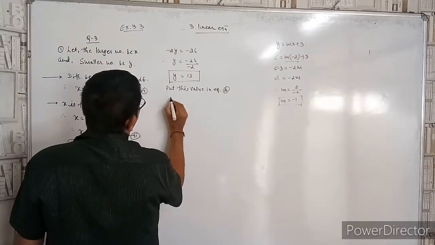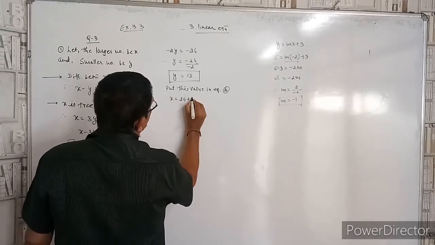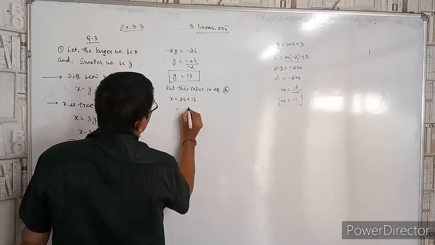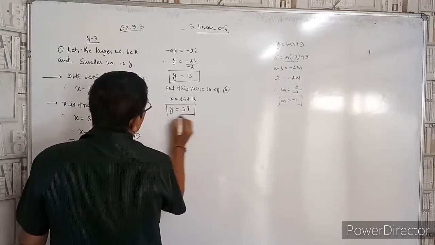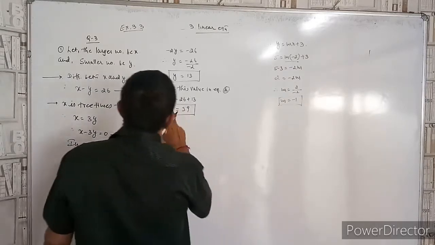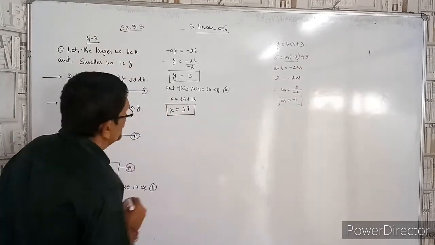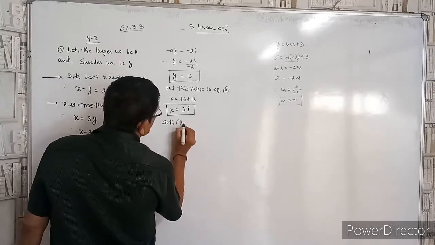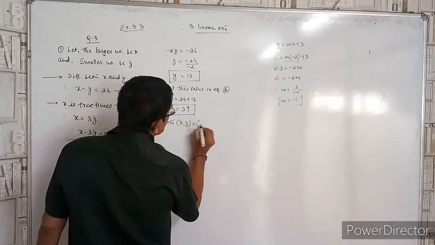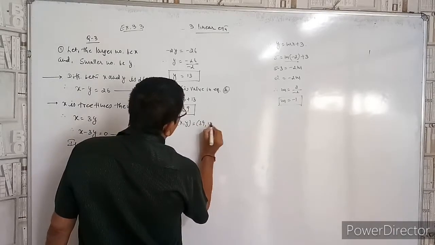So therefore, x is equal to 26 plus y. So y is 13, so x is 39. Okay. So the last solution: x, y is equal to 39 and 13.